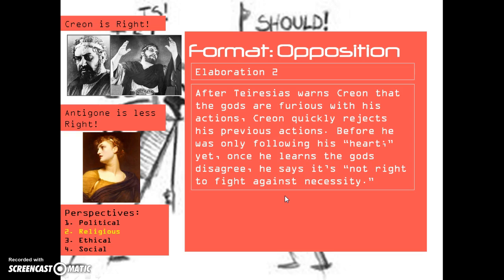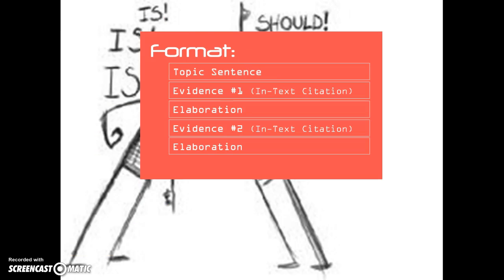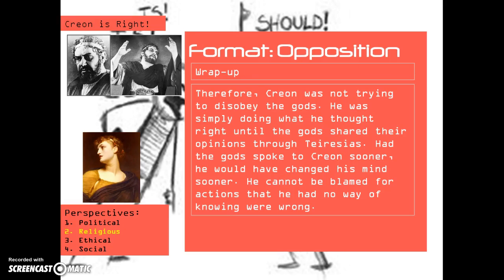Now, there's one more step to bring my argument all the way home, and that's going to occur in my wrap-up. So in my wrap-up, I finalize my argument to prove my point to the degree that no one can argue with me, and I write therefore. You could write therefore, in conclusion, ultimately, in the end. You have to have some kind of transition.